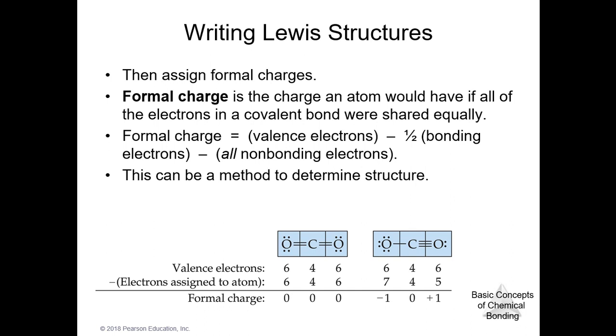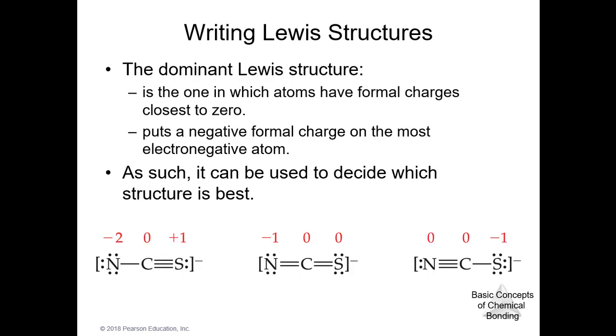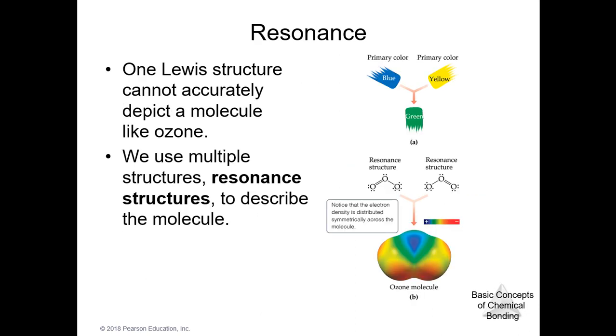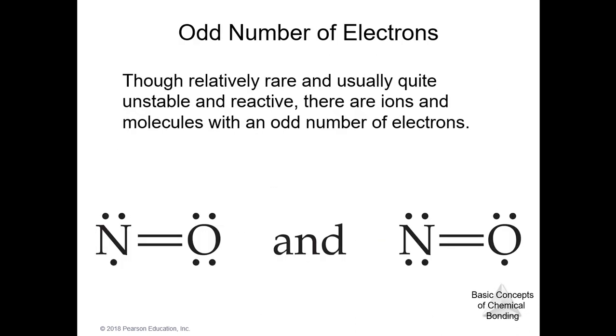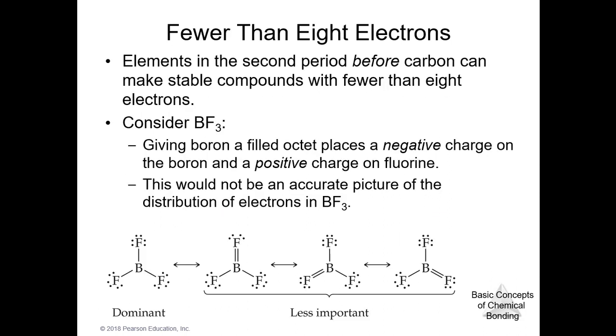For formal charge, you need to know the valence electrons, half of the bonding electrons, and the non-bonding electrons. You calculate the formal charge for each and every atom of a compound. The lower the formal charges, the more stable the compound is. And then we talk about resonance. And then there are some exceptions to the octet rule.